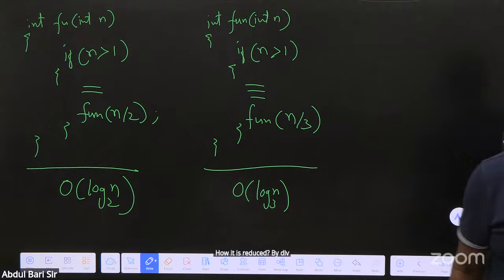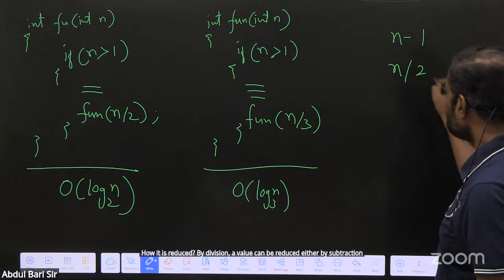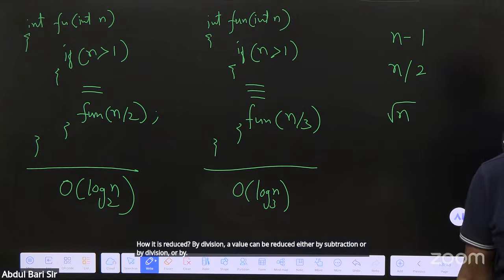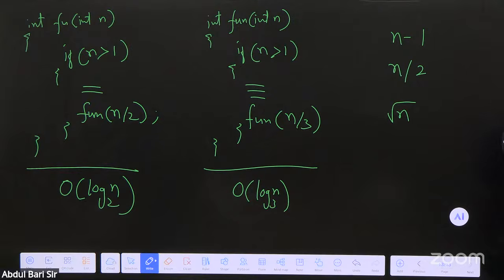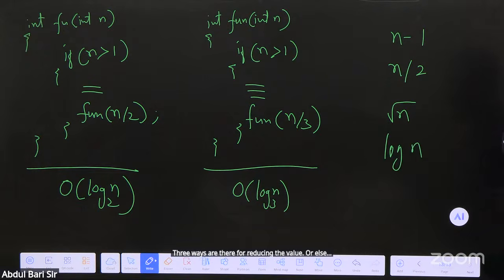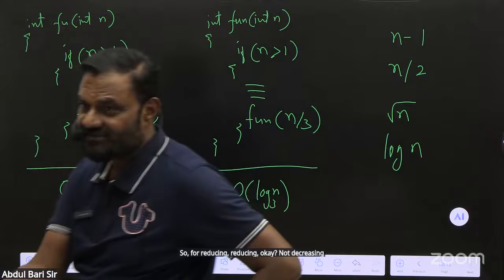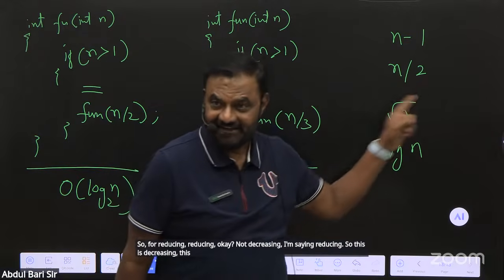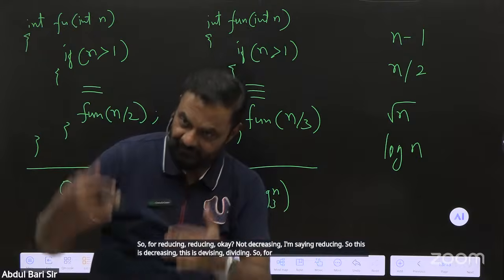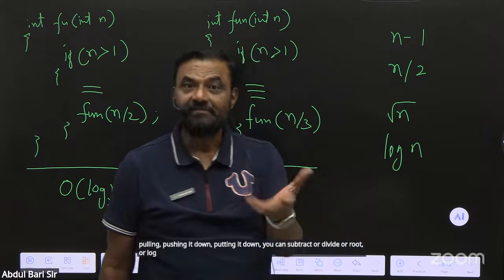How is it reduced? By division. A value can be reduced either by subtraction or by division, or else by root or log n also you can do. So for reducing, not decreasing, I'm saying reducing. This is decreasing, this is dividing. So for changing the value, for pushing it down, you can subtract or divide or root or log. These are the possible ways.